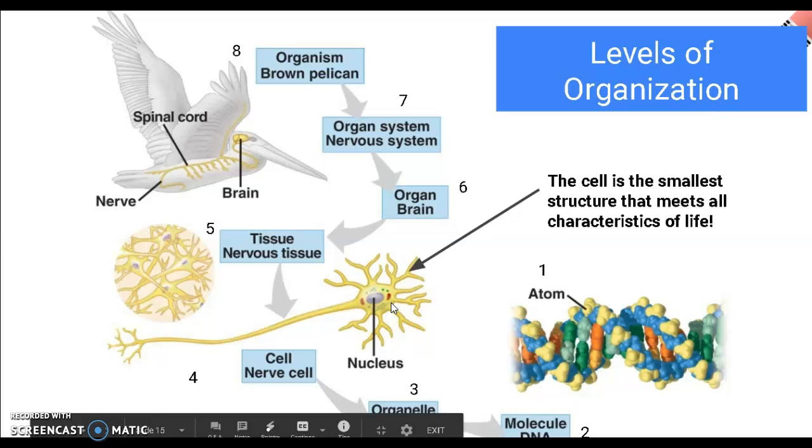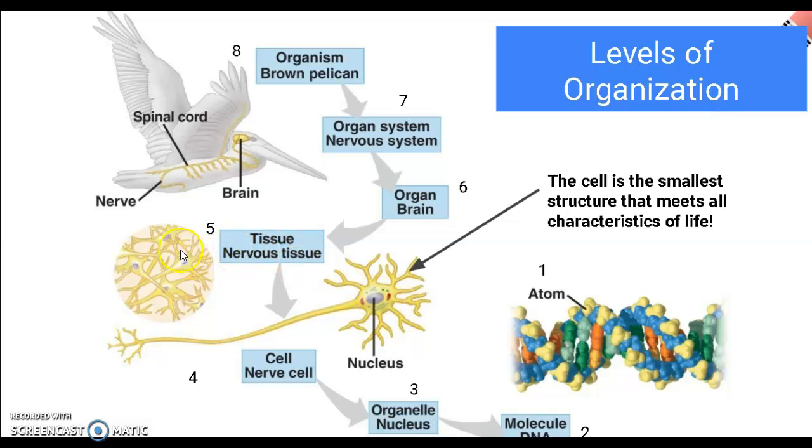If you take a bunch of cells together, you get tissue. For example, you get nervous tissue. If you take a bunch of tissues and put them together, you get an organ. For example, the brain. If you take several organs together, you get an organ system. For example, your nervous system, which includes things like brains and spinal cords. And then we have the organism. We take all the different organ systems together, like your nervous system, your digestive system, your circulatory system, and put them together, you get an organism.